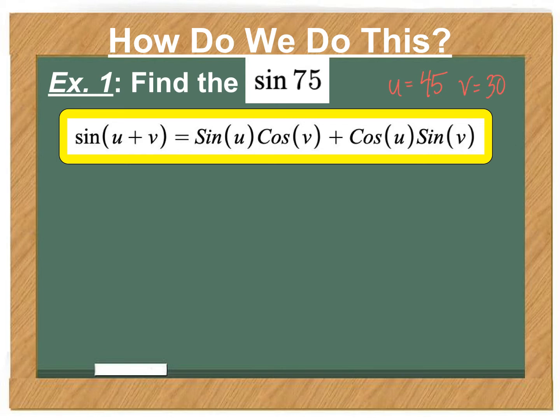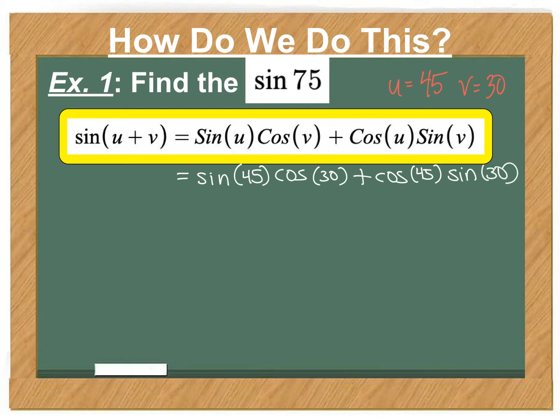I'm just going to switch over to a brighter color. All right. So I'm going to suggest to you to always write out the letters and the words first and then start to substitute in. So I have the sine of u, cosine of v, plus cosine of u, sine of v. So the sine of u, I'm going to write that as the sine of 45 times the cosine of 30 plus the cosine of 45 times the sine of 30. So just be careful when you do that first step.